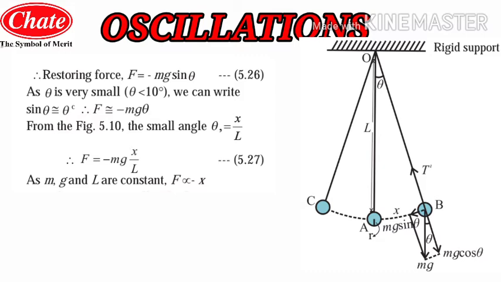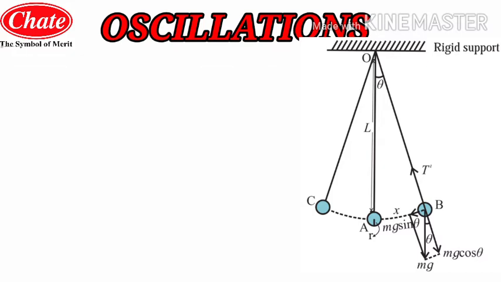Now if we use this value in the above equation, then we will get that F is equal to minus mg x by L. So instead of theta we have put the value of theta, and we get F is equal to minus mg x by L. So we can say that as m, g and L are constant, mass is constant, gravitational acceleration that is 9.81 is also constant, and the length of the string to which the bob is attached is also constant. So force will be directly proportional to minus x, as you can see.